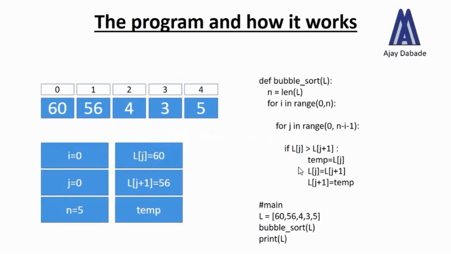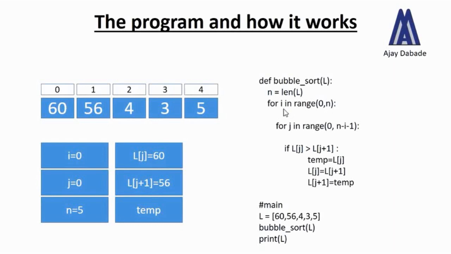So here is the program in front of you. This is the function of the bubble sort, and these are the same numbers, but the index value starts from 0 to 4. This is because we are using a list, and in a list the index value starts from 0, so 0 to 4. Now I have used a nested loop over here.